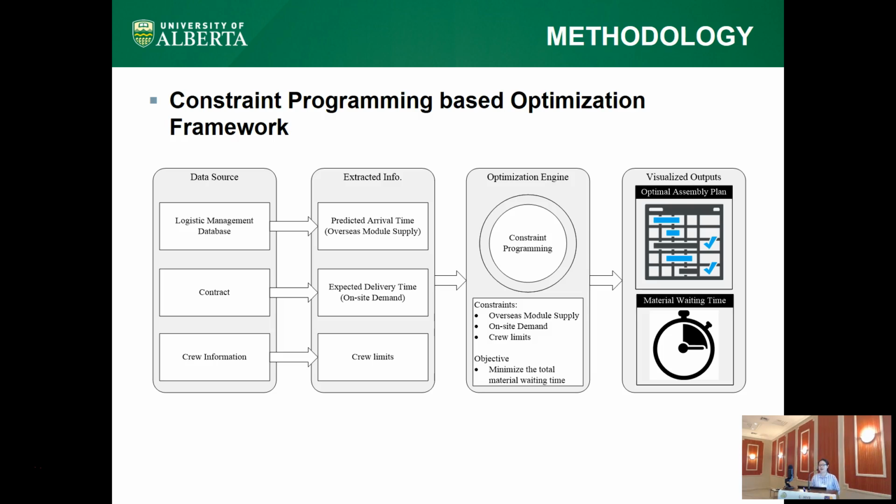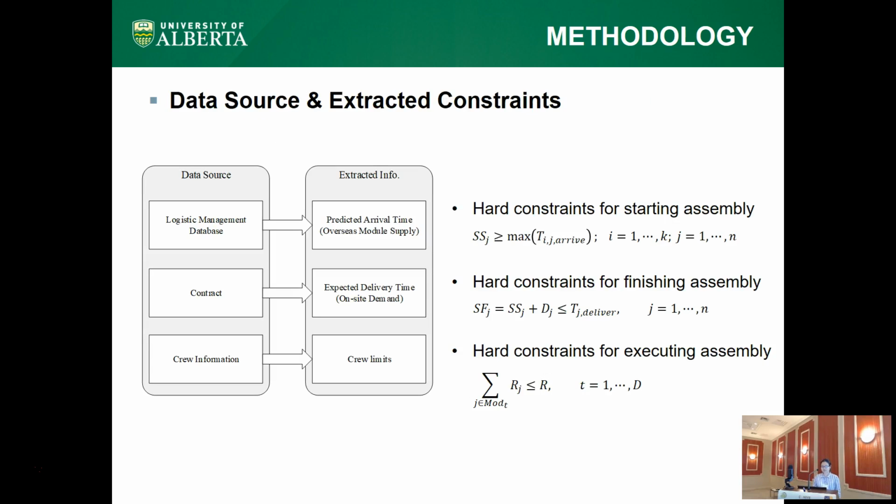Here comes the methodology part. In this paper, a constraint programming-based optimization framework is proposed. There are four elements in this framework: data source, extracted information, optimization engine, and outputs. First, let's see the data source and extracted constraints. Three data sources are involved in this framework: logistics management database, contract, and crew information. The logistics management database is used to determine the predicted arrival time for small modules, which are the hard constraints for starting the assembly.